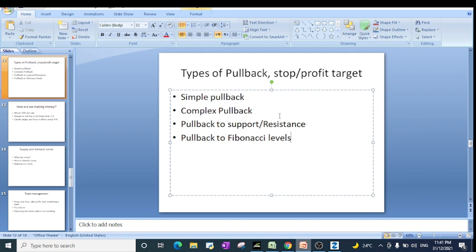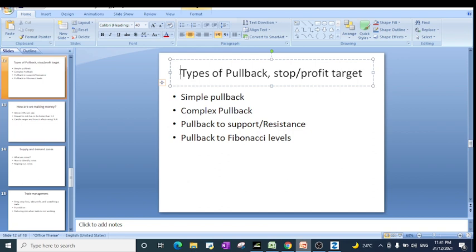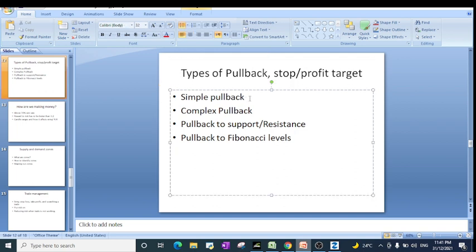Hey guys, today I'm going to continue where we stopped. I'm going to continue with types of pullback. That's what I'm going to talk about today. In a pullback strategy, you have four main types of pullbacks, that is, four main ways in which the trade can unfold. So the first one is simple pullback.